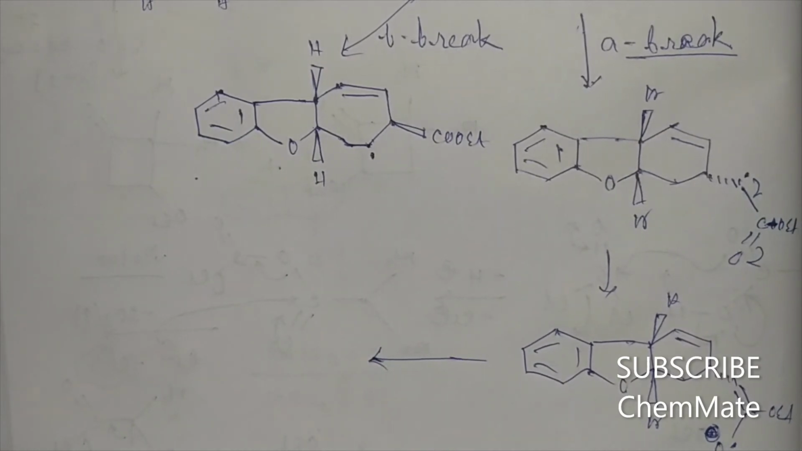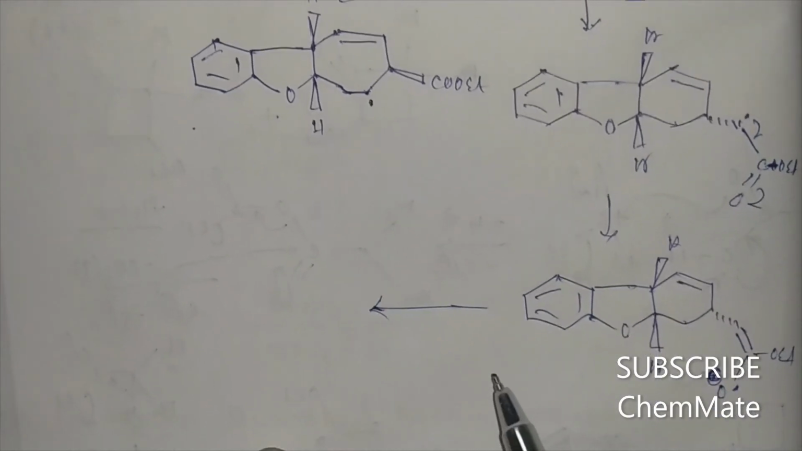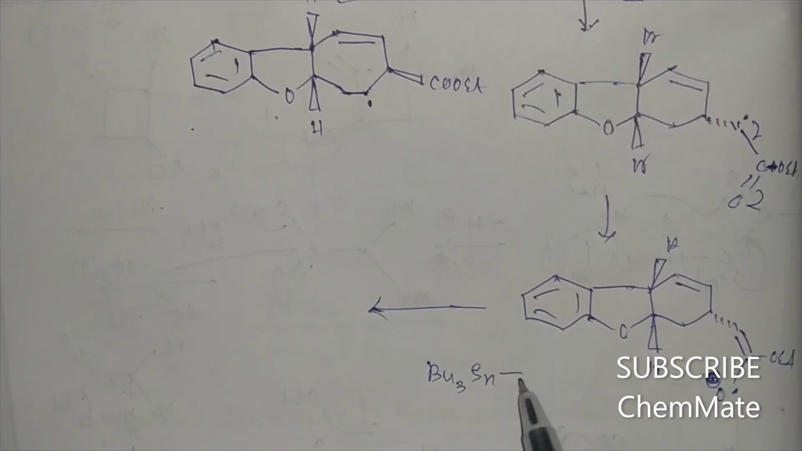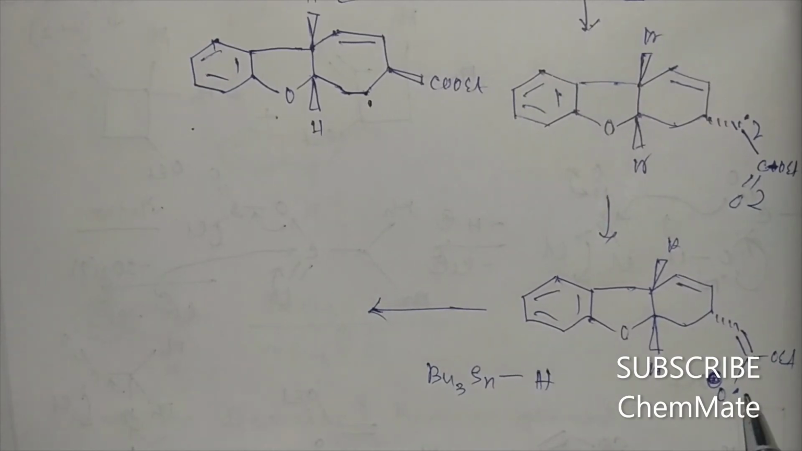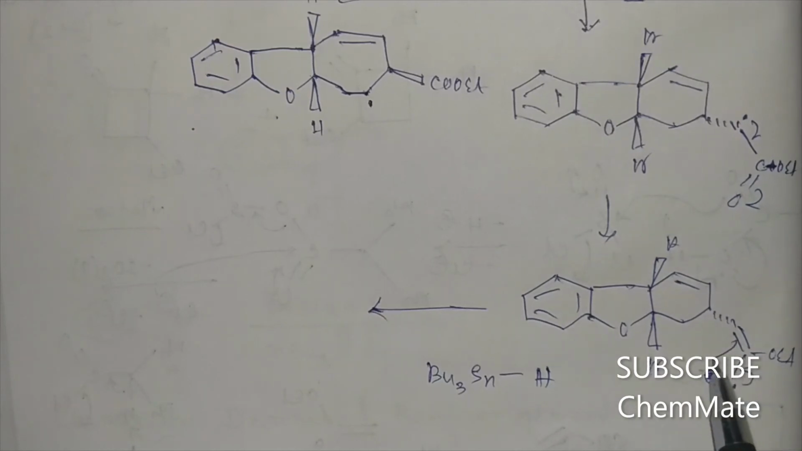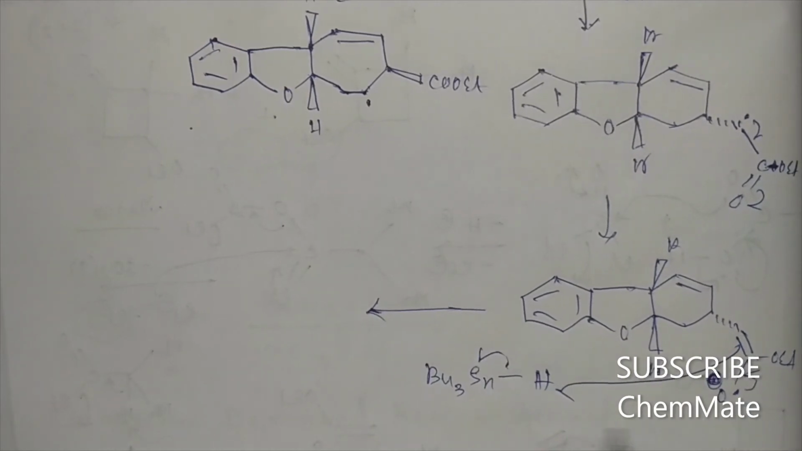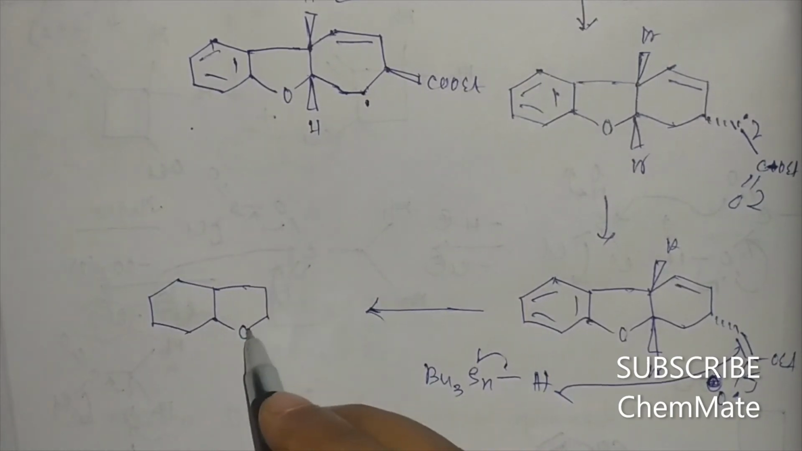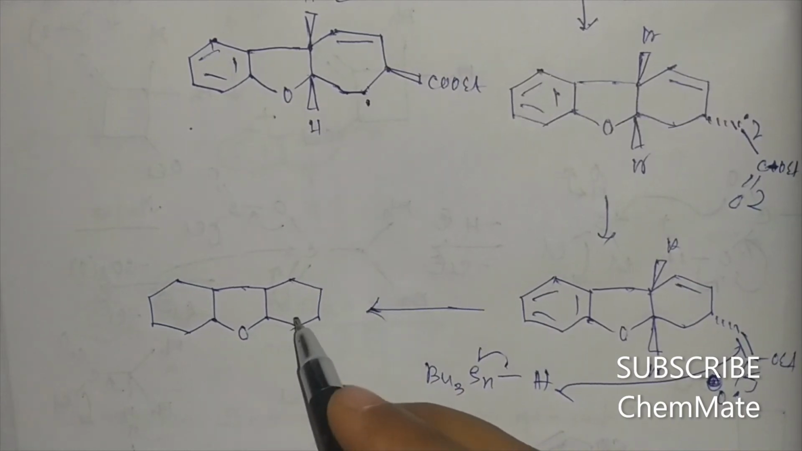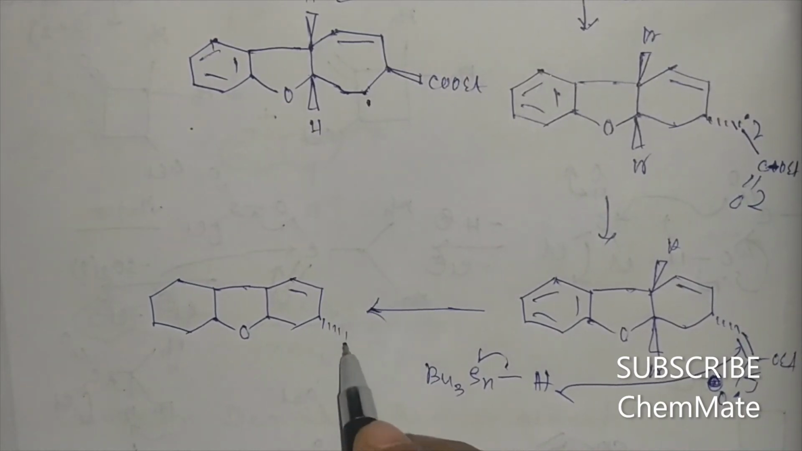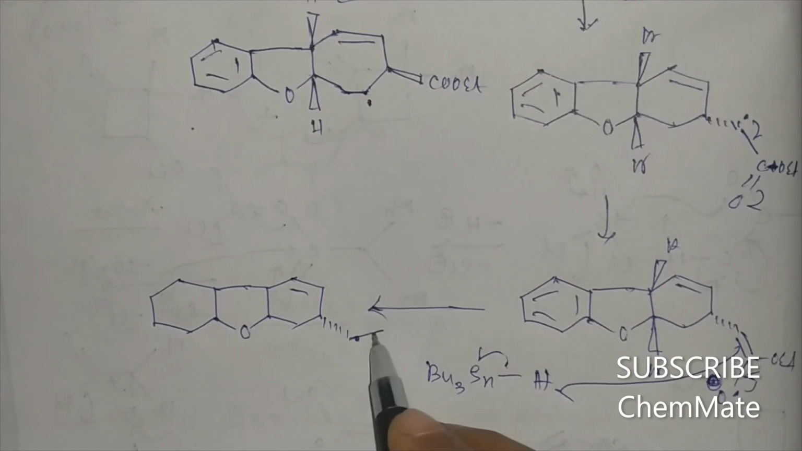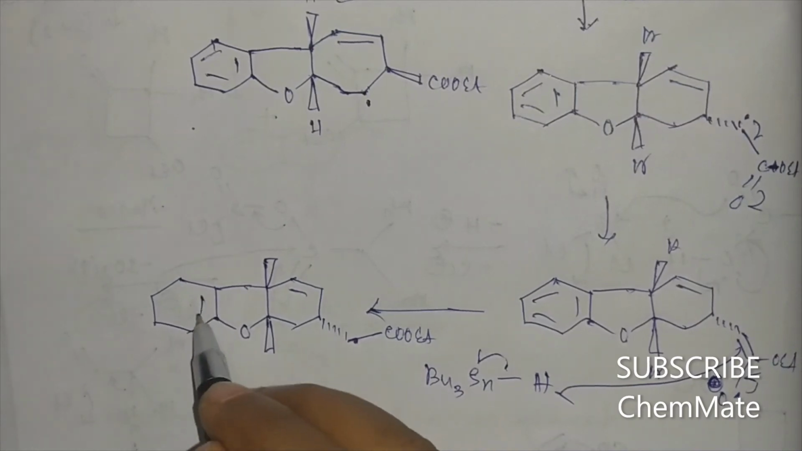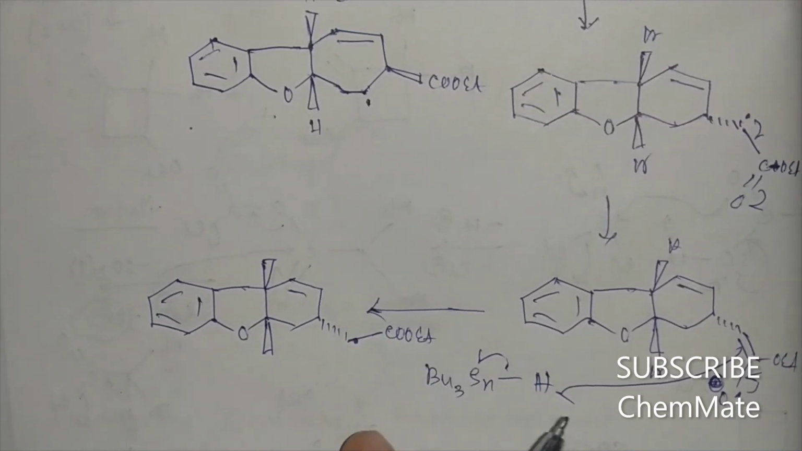So this radical will abstract one hydrogen from Bu3SnH, and the product will be formed. So the product will be this CH2COOEt, and it will be a cis-fused ring. So this will be our product.